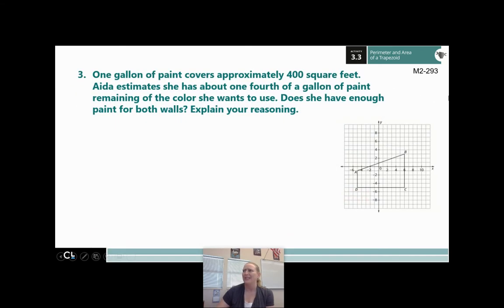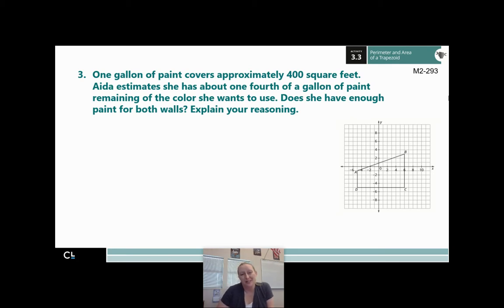So you know what I'm about to ask you to do, right? You're going to need to find the area. I don't care which method you use. Pick a method, use it, love it, cherish it. But here's the deal. 1 gallon of paint covers approximately 400 square feet. Ada doesn't have a full gallon of paint. Ada estimates she has about 1/4 of a gallon of paint remaining of the color that she wants to use.